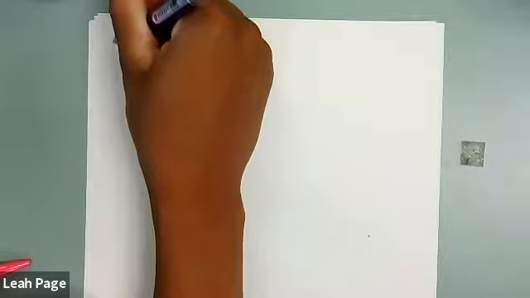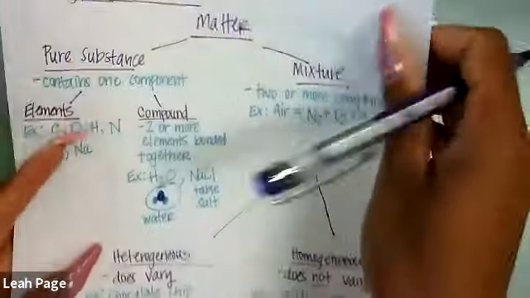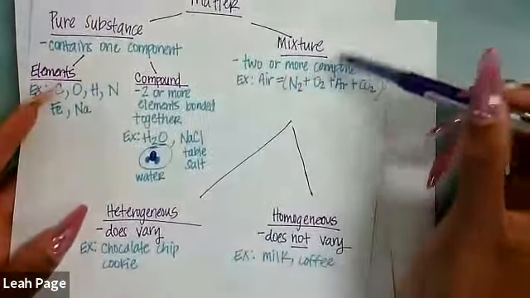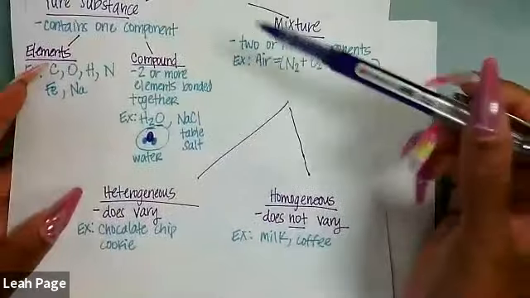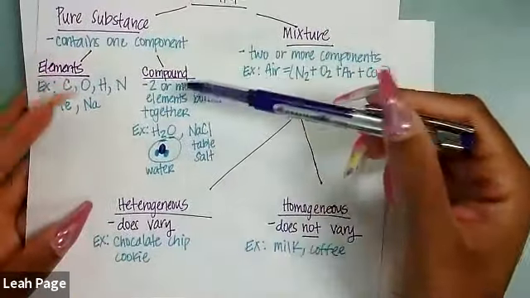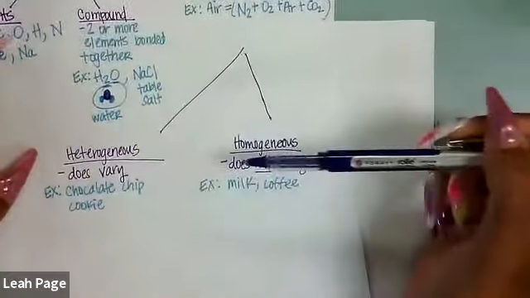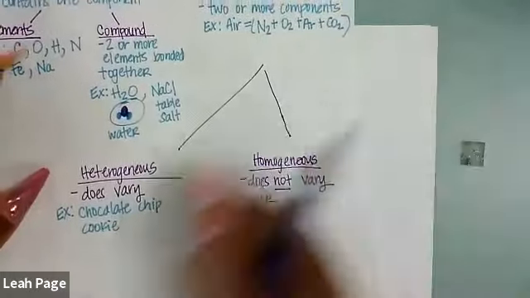Properties of matter and the changes of matter. All right, so we just talked about the types of matter. We have a pure substance versus a mixture. We can break the pure substance down to elements and compounds. We can break the mixtures down into heterogeneous and homogeneous mixtures. So those are the two different types of matter.